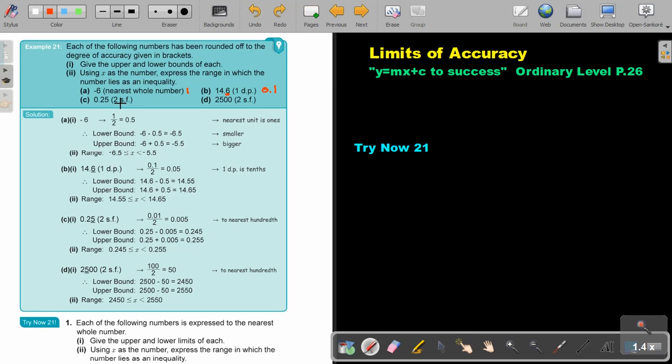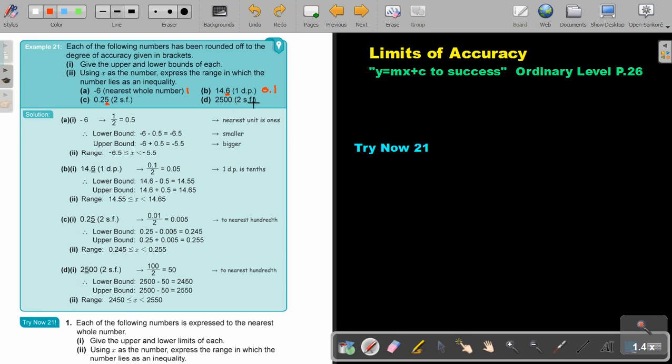In this case, two significant figures. So this is the first significant figure, which is 2. The second significant figure is going to be 5. Underline. Okay, put a 1 in that position and fill the rest of the positions with 0. So 0.01 divided by 2, and that's 0.005. Subtract for the lower, add for the upper. Put the lower there, put the upper there. Equal sign, no equal sign.